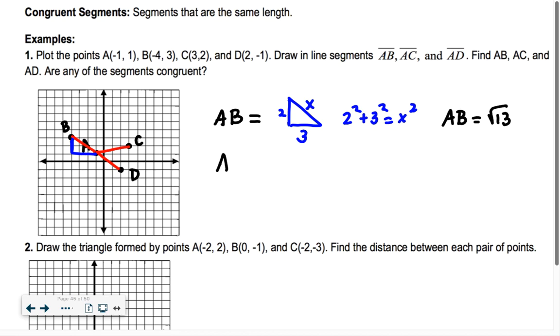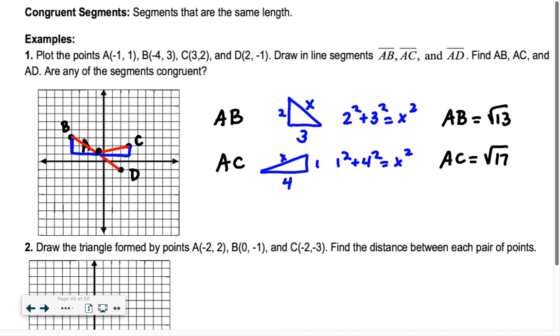So if I have AC, then that's going this way. Let me draw this out a little bit. So I have 1 unit, and then I have, what is that, 4 units there? Can you find x? 1 squared plus 4 squared equals x squared. 16 plus 1, 17, so we get AC is equal to the square root of 17. So don't go through all those steps with the distance formula if you don't have to.